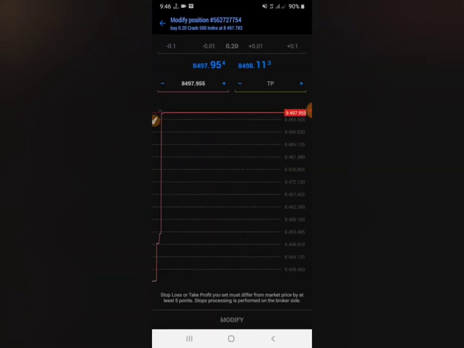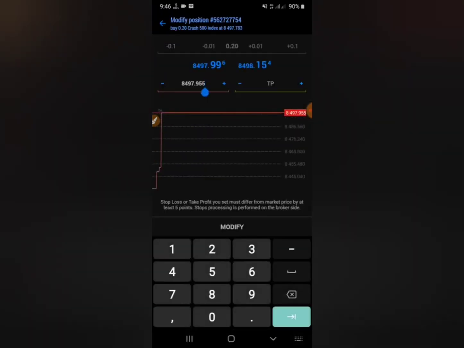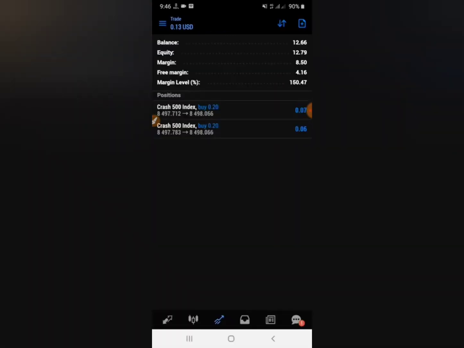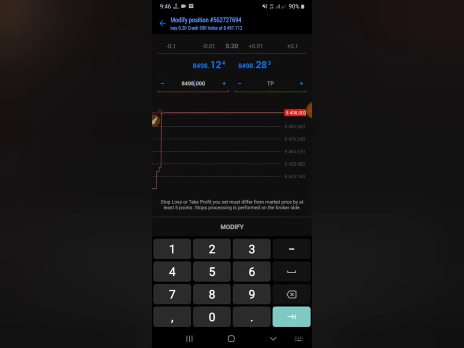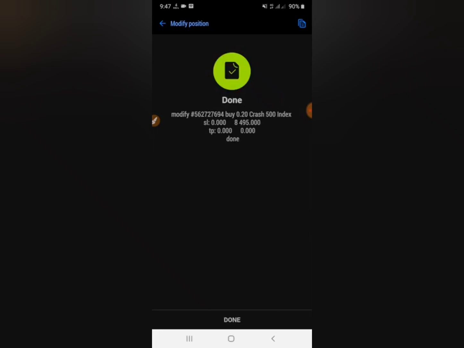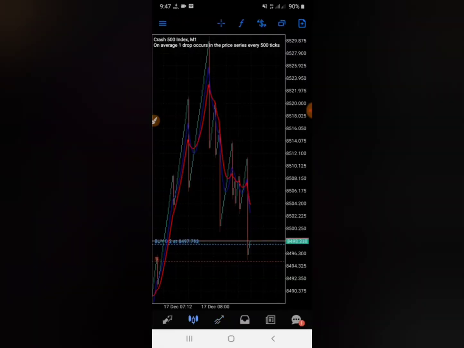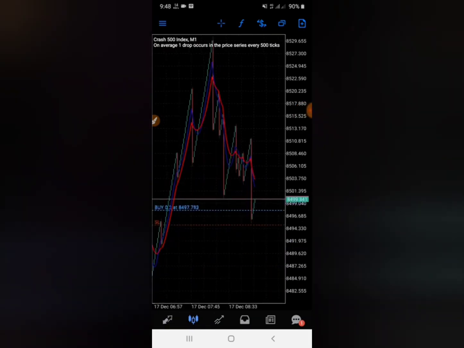So with this strategy, each time you get a spike, let's say you want to trade the Crash 500 Index. Once you get a sell spike, of course, it always spikes down. You wait for like three candles, those one minute short candles.